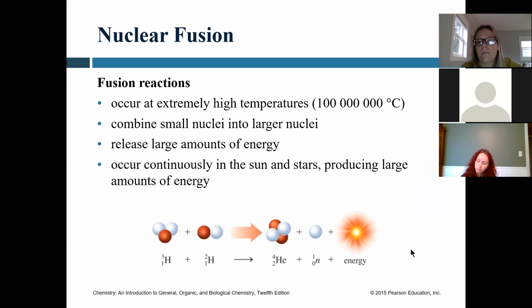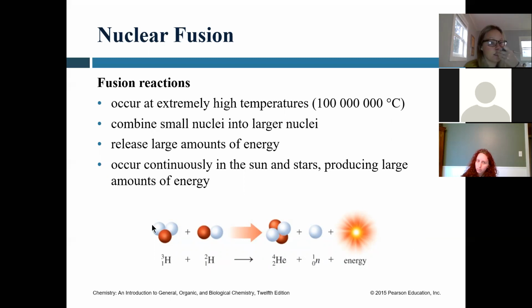Now, the opposite of fission, well, sort of the opposite of fission, is fusion. Think to fuse something together. So in nuclear fusion, what you're going to do is take 2 smaller nuclei or 2 smaller atoms, and try and glue them together or smush them together.